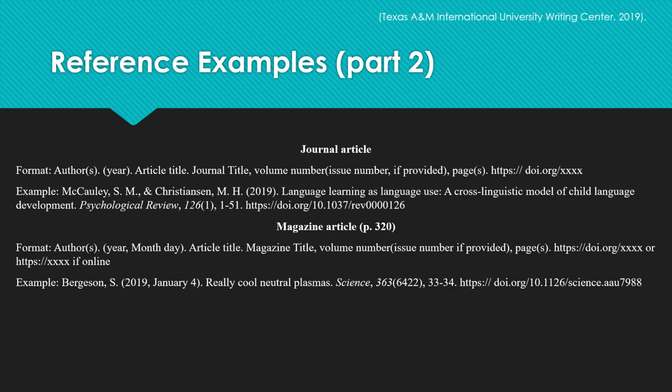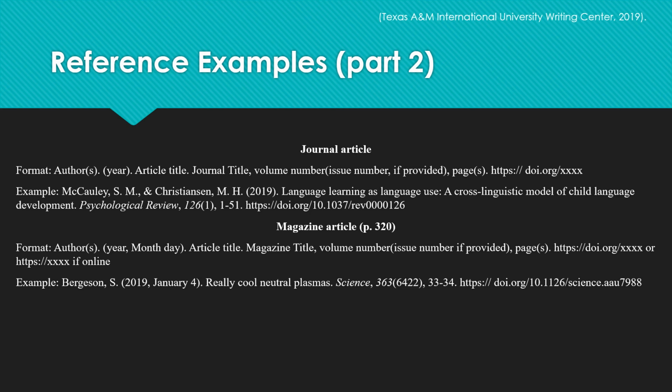So with the journal article, it's the format that we've kind of been going over. That would be the authors, the year, the article title, which would be in sentence case, the journal title in title case, the volume number with the issue number in parentheses if it's provided, and then the page range that the article is located on, as well as the DOI.